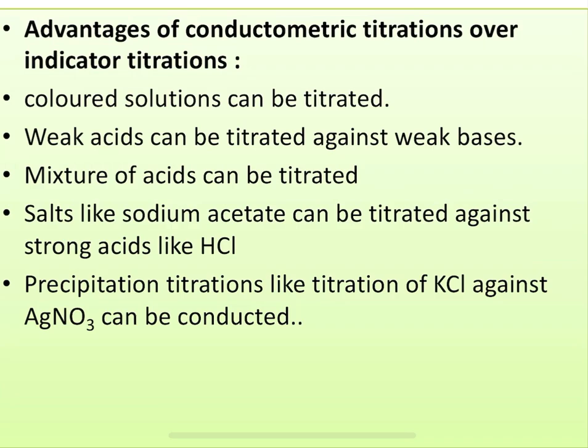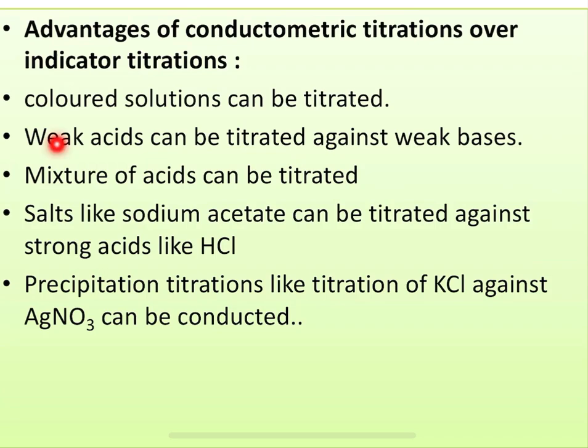At that time, you have to use an instrument which measures the conductance with respect to the equivalence point or end point. That is why a conductometer is used to find the end point, especially for colored solutions, since no indicator will work when the solution itself has color. In such cases, conductometric titrations are very advantageous over conventional or indicator titrations.